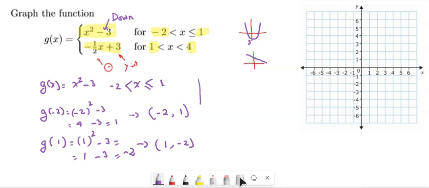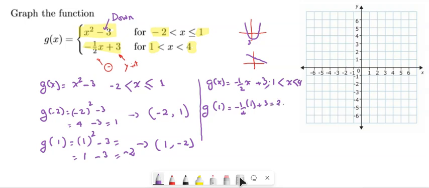Now I'm going to do exactly the same thing with the other function, which is g of x equals minus 1/2 x plus 3, and that's for the x in between 1 and 4. All right, so let's do this. G of 1 is going to be minus 1/2 times 1 plus 3. So this is minus 1/2 plus 3, which is going to be equal to 2.5.